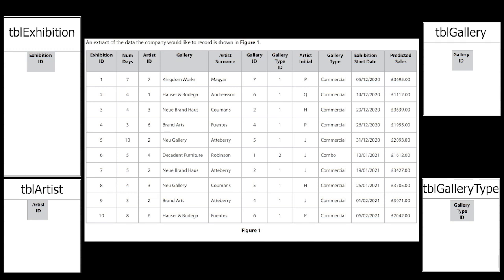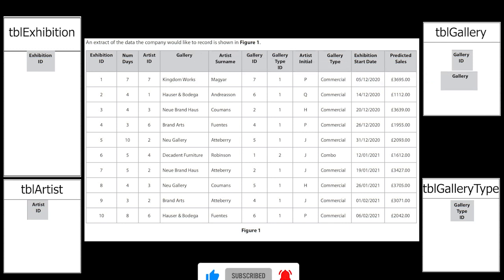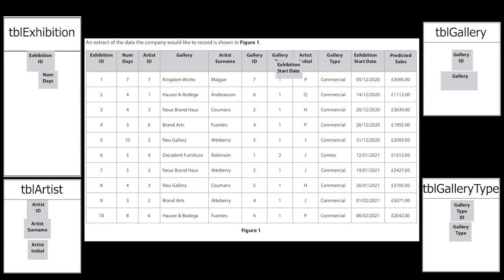Now we need to move all of the fields that are inside of the table into the required tables that have been created. As you can see here, we've moved the gallery into the table gallery. We've moved the gallery type into the gallery type table, the artist surname and the artist initial into the artist table, and finally into the exhibition table we've added the number of days, the exhibition start date, and the predicted sales.